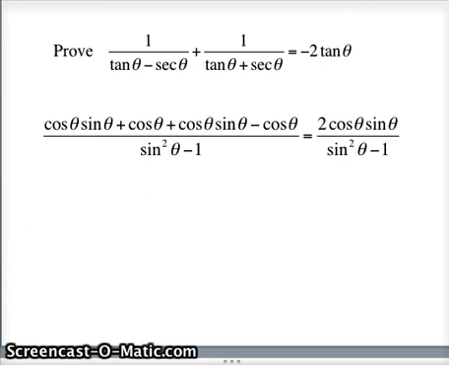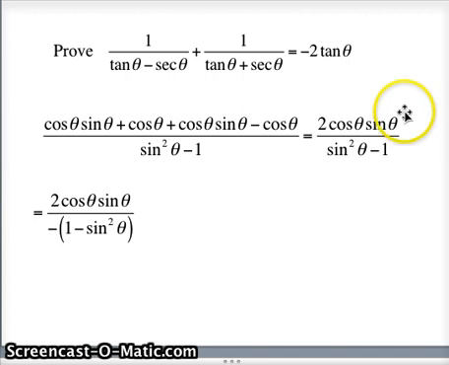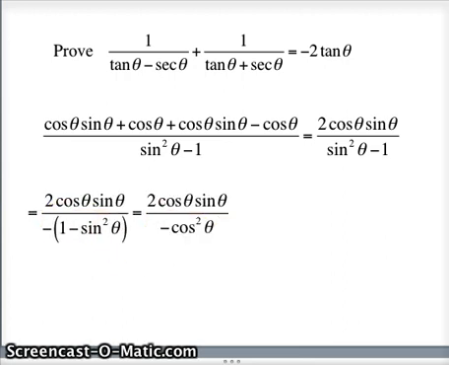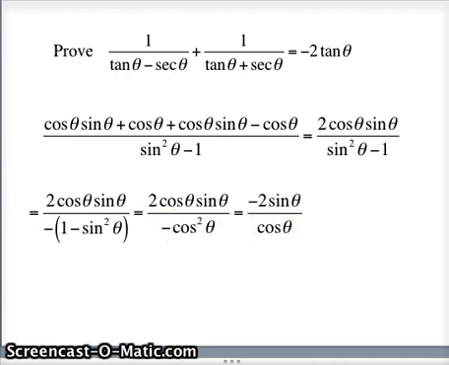To do that, I'm going to factor out a negative 1 and recognize that sine squared theta minus 1 is the same as negative 1 times 1 minus sine squared theta. Once I'm here, 1 minus sine squared theta is cos squared theta. So I have 2 cos theta sine theta over negative cos squared theta. Now what happens here? One of these cosines knocks out one of these, giving me 2 sine theta over negative cos theta, or to make it a little simpler, moving that negative sign up to the numerator.